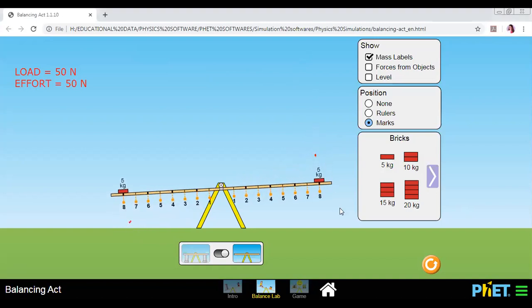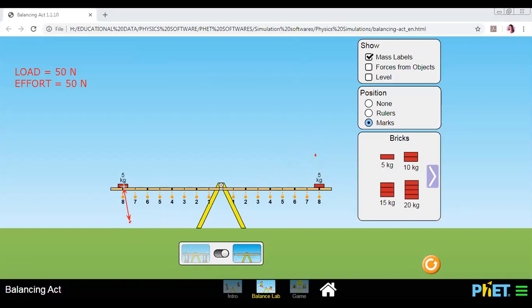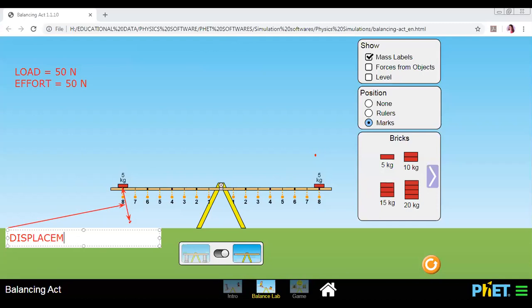So you will find there is a displacement of load and the displacement of effort. Now here let's find out how much is the displacement of load. So it started from here. From this point I mark it till here. So this distance is my displacement of load, which is labeled as displacement of load.